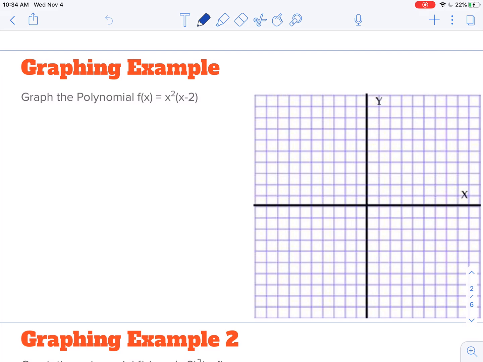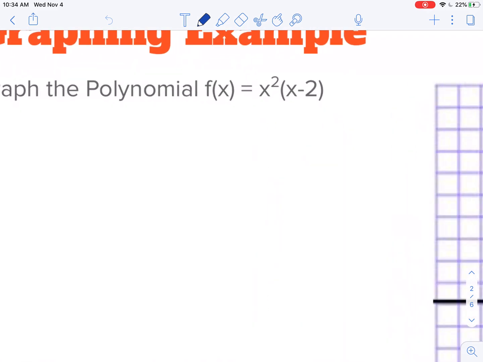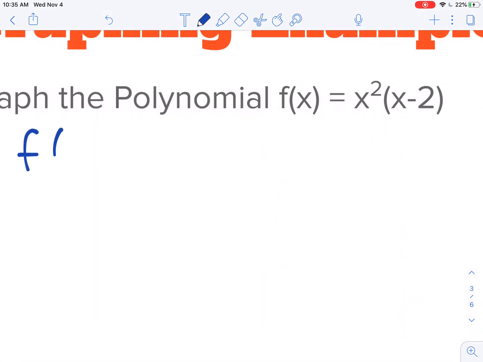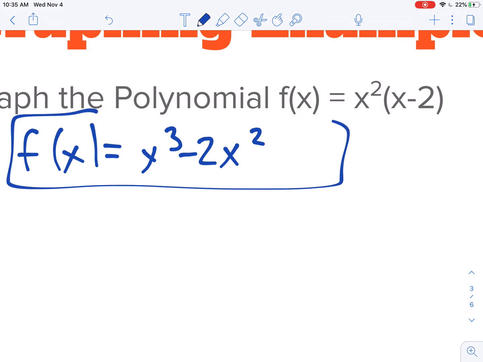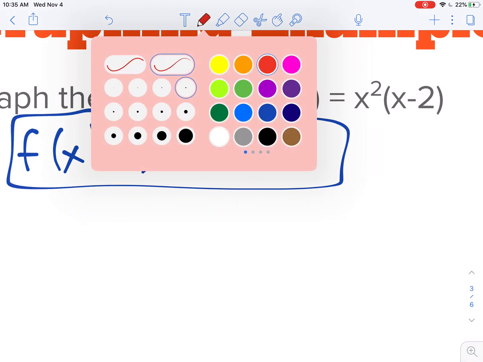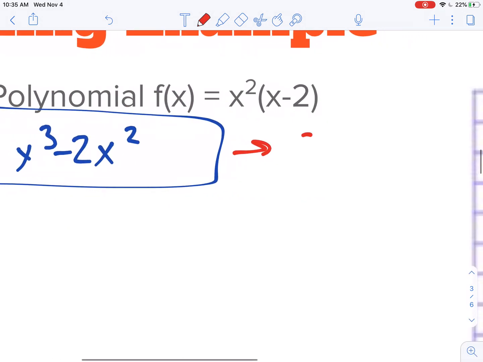Graph the polynomial, f of x is equal to x squared times x minus 2. First thing I'm going to do is expand this. This is going to matter at the end, so I've got x cubed minus 2x squared. This will matter at the end. I do need to know that this is my standard form, and I will make sure I establish that this is just standard form.